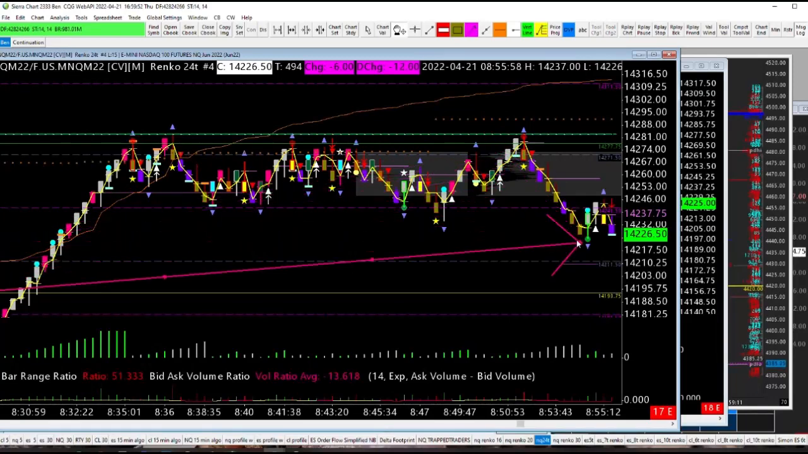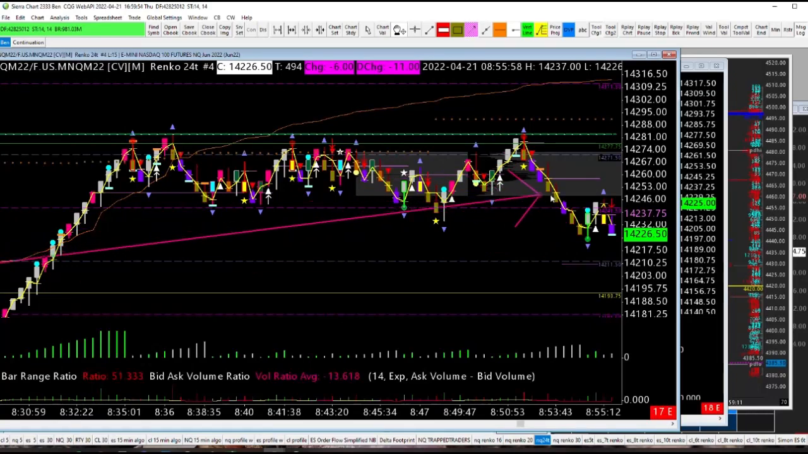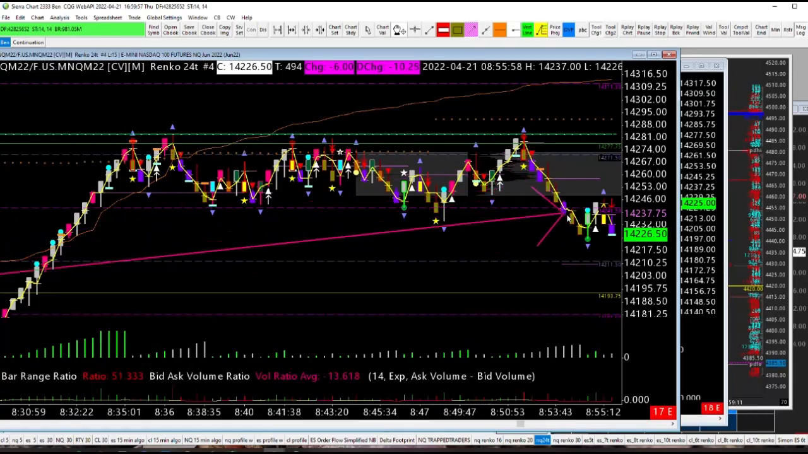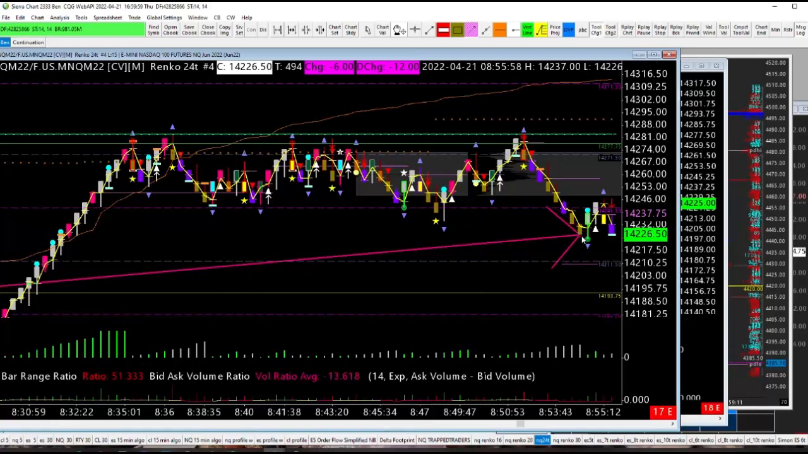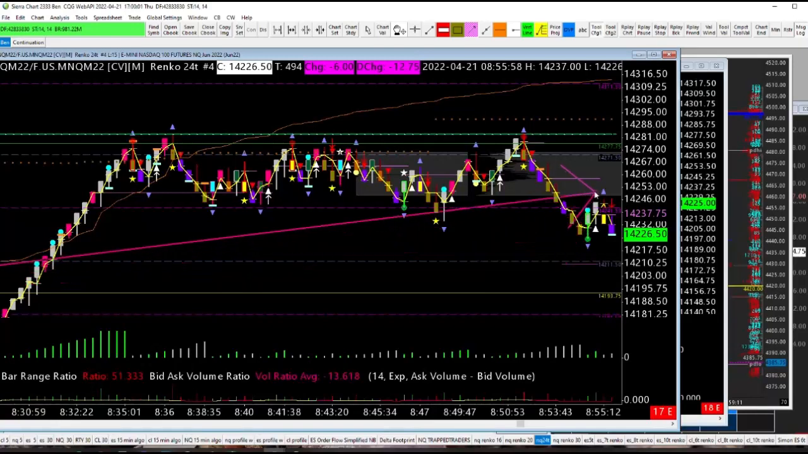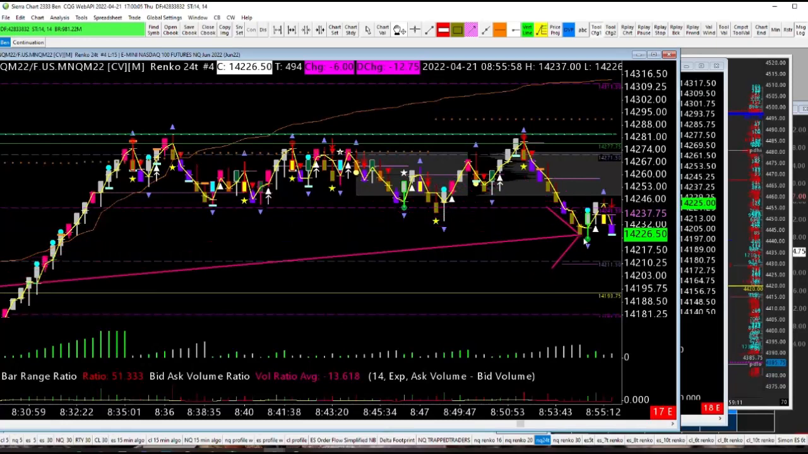So once I've broken underneath power bars with the yellow line, I now should assume that any bounce is going to run into resistance on the first test back. It may run into resistance here.